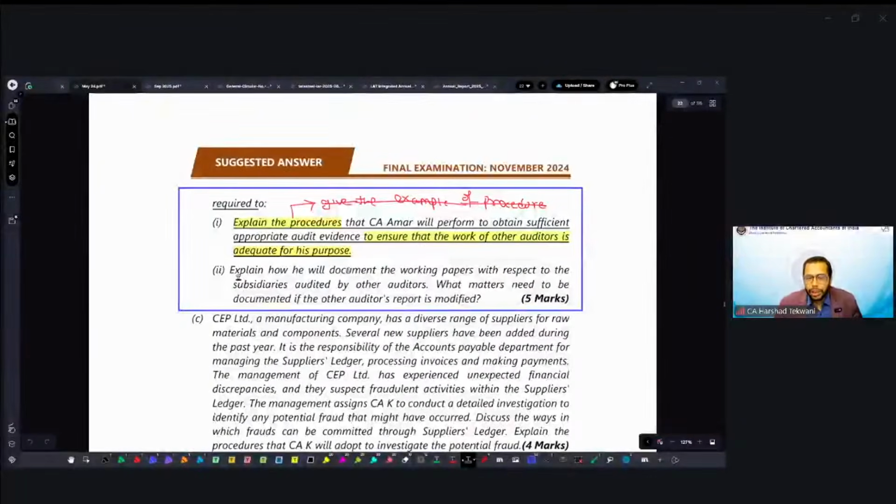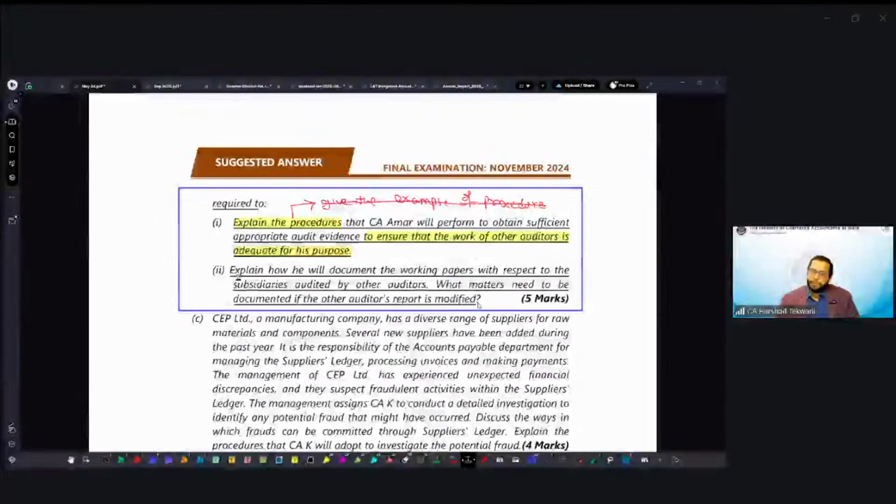Explain how the principal auditor will document the working paper with respect to the subsidiaries audited by the other auditor. What matters need to be documented in the other auditor's report if modified. Now tell me what the principal auditor is required to document when he prepares the documents for the work performed by another auditor.